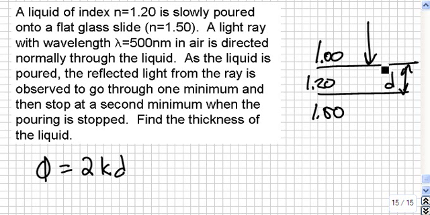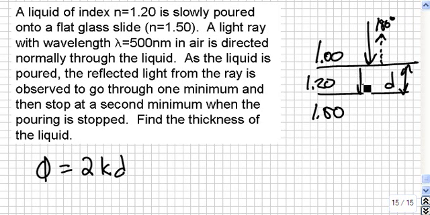At the top surface here, where we're going from air to the liquid, we're going from a lower index material to a higher index material. When that happens, we get a 180 degree phase shift. So it's going to be a 180 degree phase shift that just occurs from the reflection from the top part of the thin film. Well, let's look at the bottom.